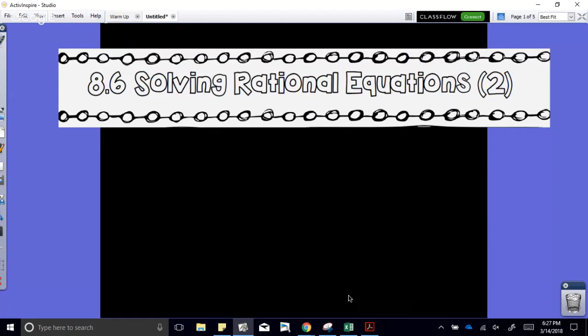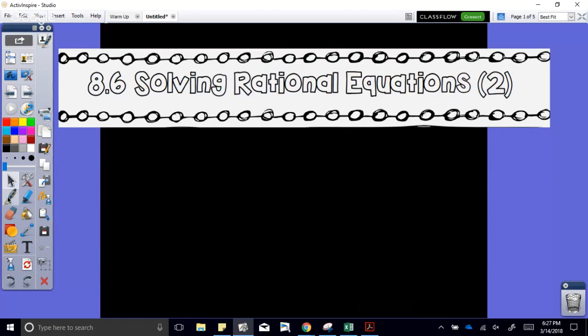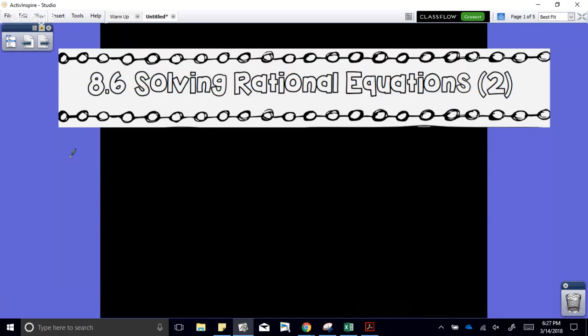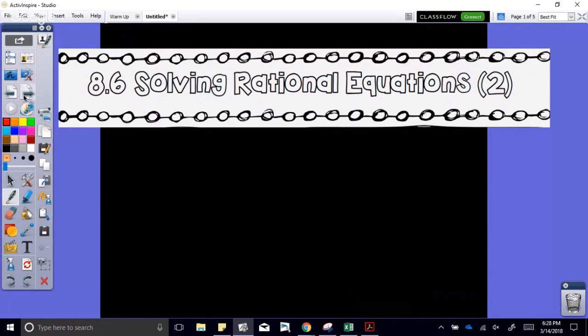Everyone. So today we're going to finish up our 8.6 notes. We started this in class the last time I saw you, and today we are going to be working on finishing it. So before you start, you should either print out the 8.6 solving rational equations page 2, or the sub should have an 8.6 solving irrational equations page 2. So there are 4 more problems we're going to look at practicing our solving.